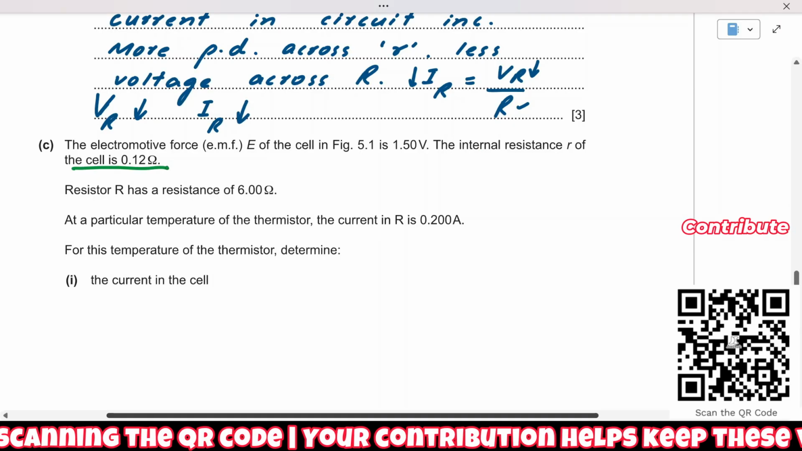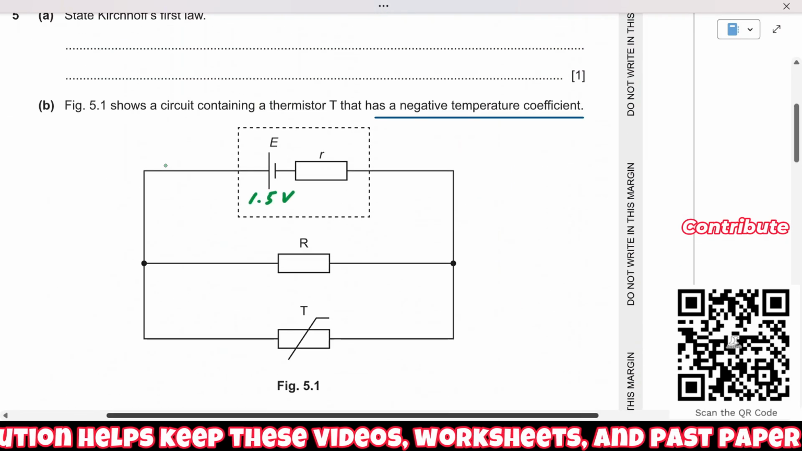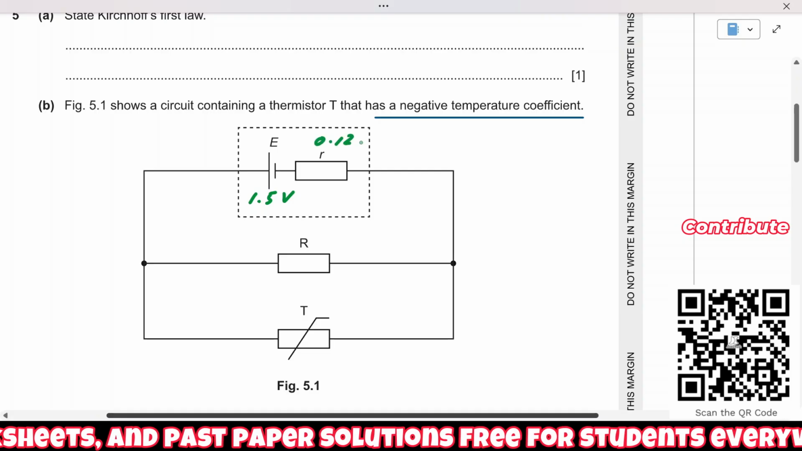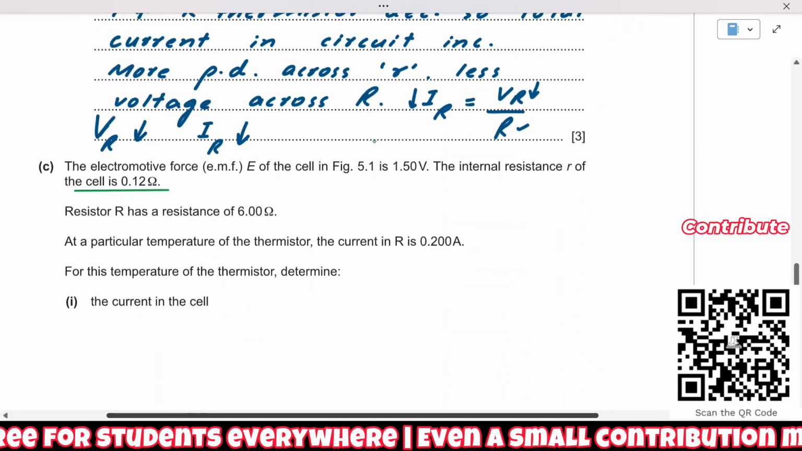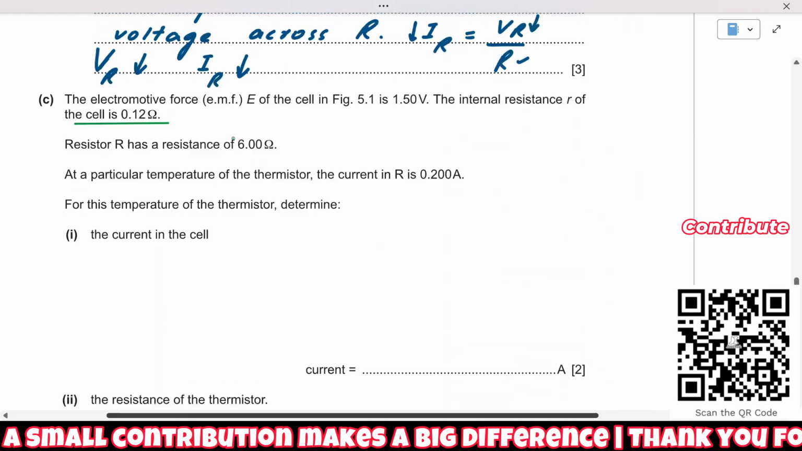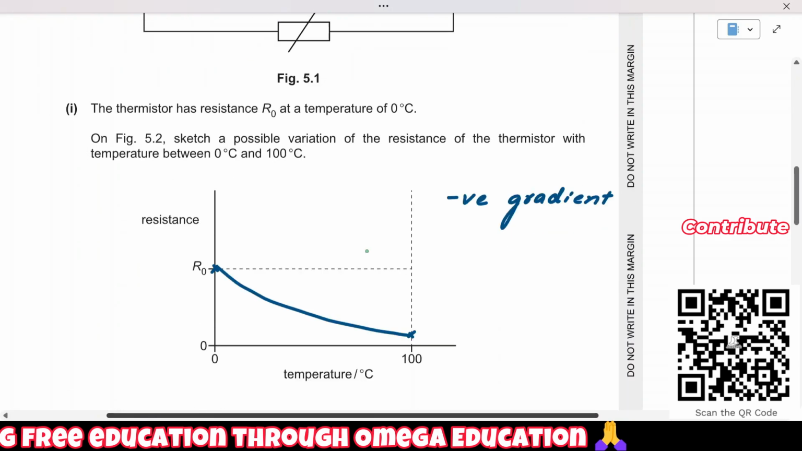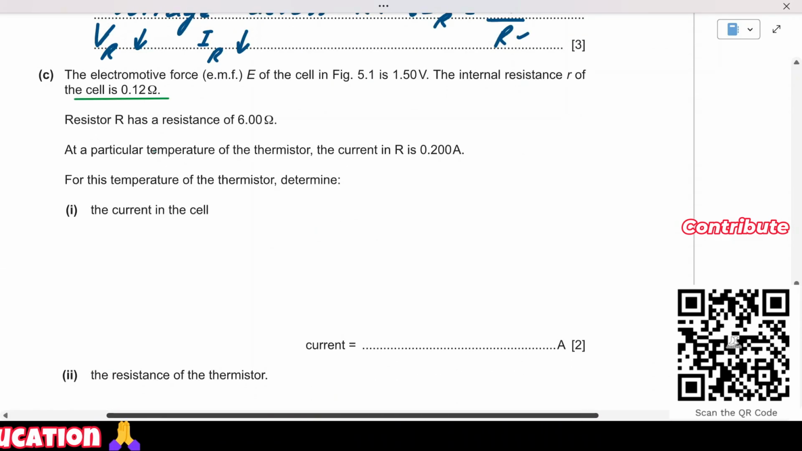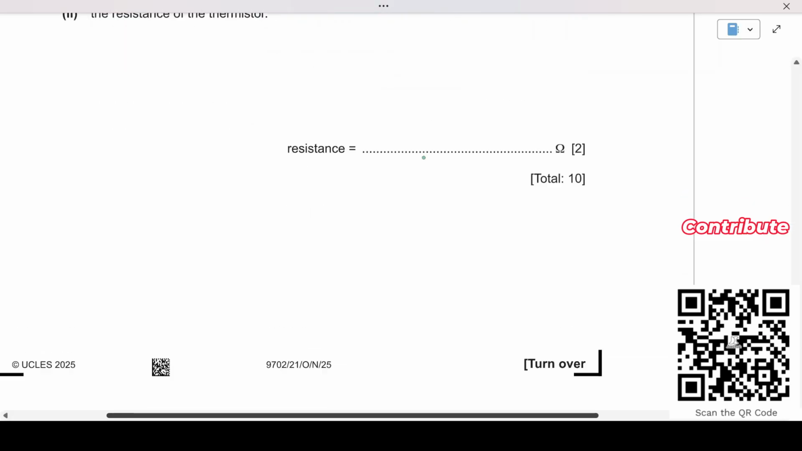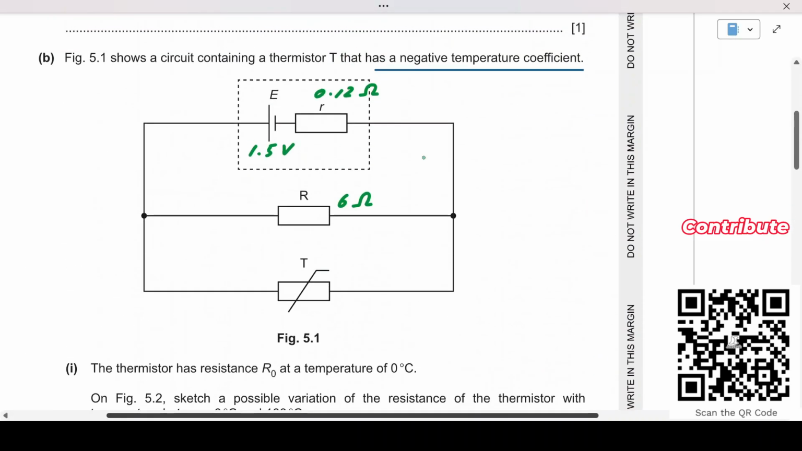Internal resistance of the cell is 0.12. Okay, so this resistance is 0.12 ohm. Resistance R as resistor. Okay, everything is coming now. This one has resistance 6 ohms. At a particular temperature of the thermistor, the current in the thermistor is 0.2 amperes. Okay, so current through this one is 0.2 amperes.